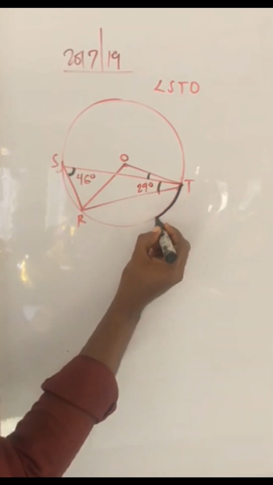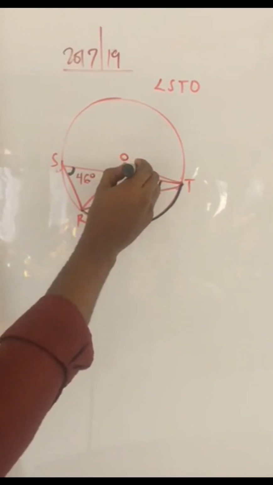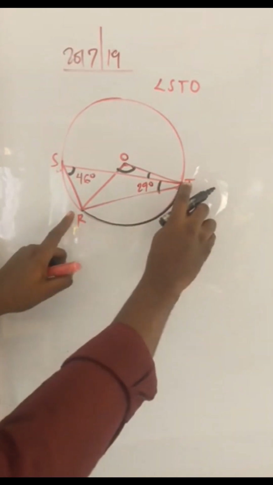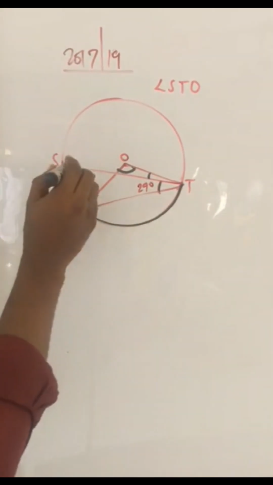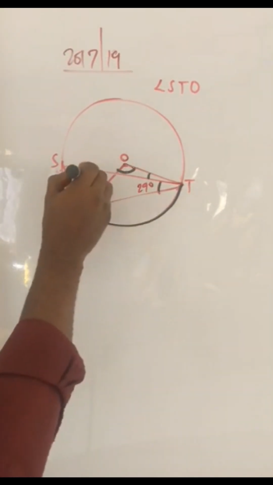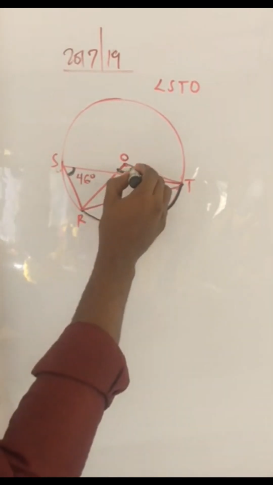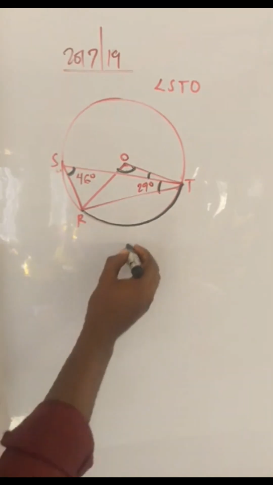When you look at this, this is an arc. This arc subtends this angle at the center, and this same arc RT subtends this angle at the circumference. So the angle at the center is twice the angle at the circumference. So it means the angle here is twice of this. What is 2 times 46? So it means the whole of this angle is actually 92.